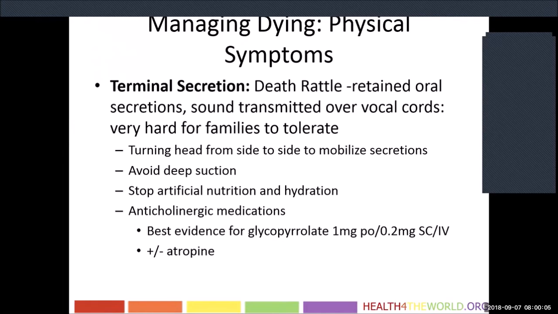Anticholinergic medicines. There's going to be the best evidence for glycopyrrolate. If you have access to that, 1 milligram orally, you can give that every 3 to 4 hours, or 0.2 milligrams sub-Q or IV. I often use 0.4 milligrams. If it's really bad, I might space it every 15 to 30 minutes, but most of the time every 2 to 4 hours. If you have access to atropine, the data on atropine is plus or minus. Those are the same atropine eye drops that you put in somebody's eyes, and you can try to use them to manage secretions. Just remember, it's going to come with all those anticholinergic side effects, but at the end of life, you're not as worried about those.